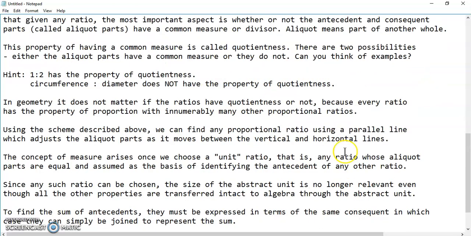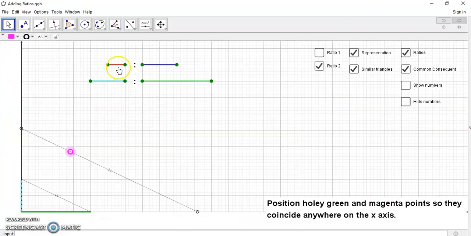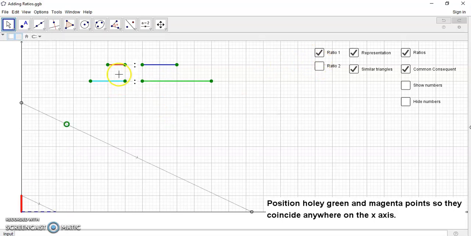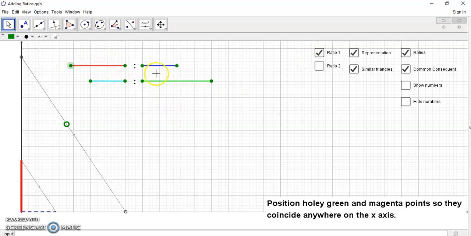So now, can you think of an example where ratios do have a common measure and do not? All right, so let's look at a couple of examples. So in this example here, both of these have a common measure, right? This part has a common measure with this part, and this part has a common measure with this part. But supposing I did this, supposing I said something like that, and I said something like this, okay?